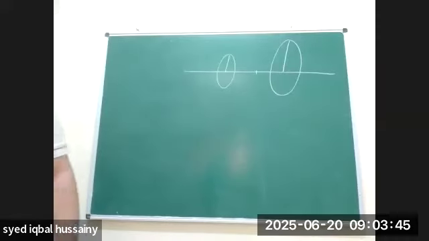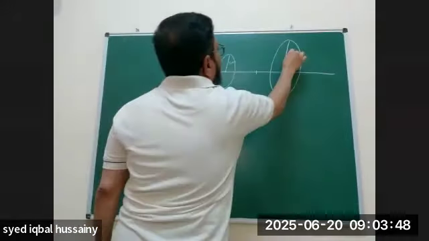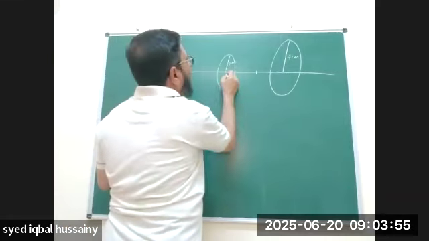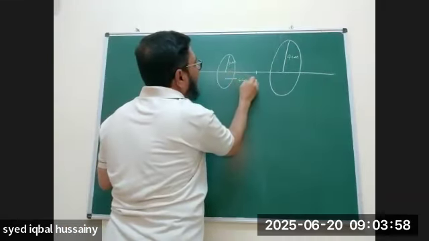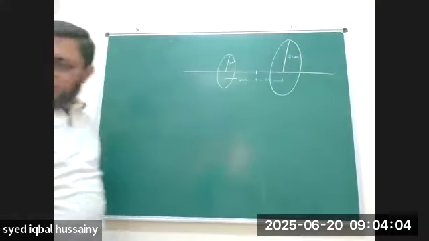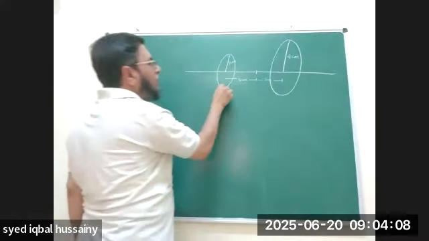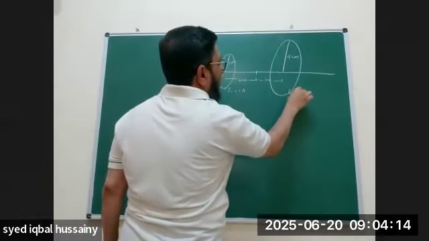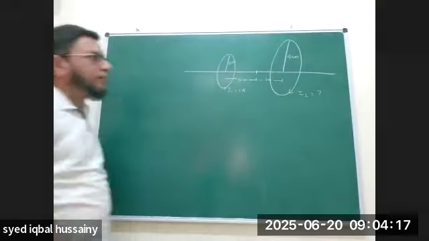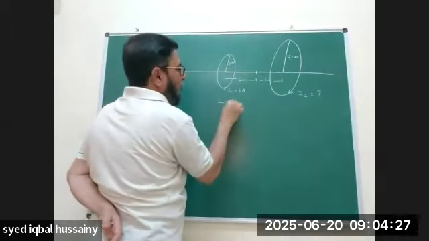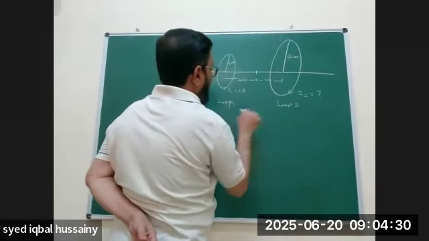Do the numerical. 3 centimeter, 4 centimeter. This is 3 centimeter, this is 4 centimeter radius. From here to here, 4 centimeter. From here to here, 3 centimeter. This is the current. I1 is 1 ampere. Loop 1, loop 2.